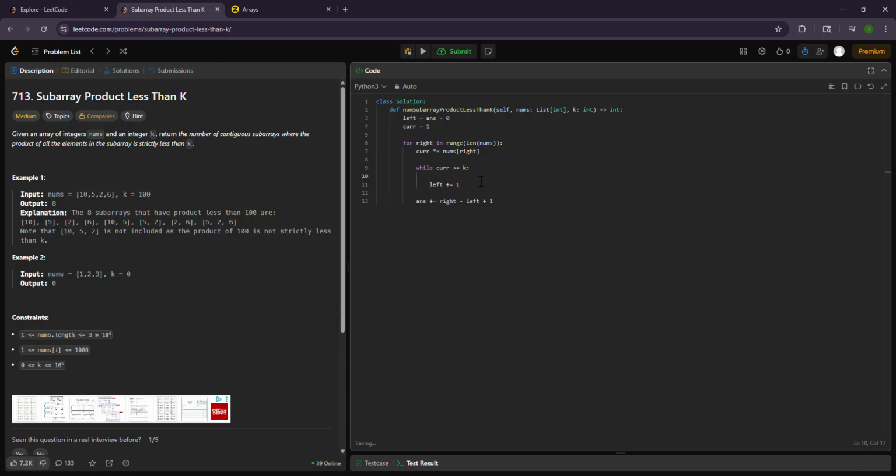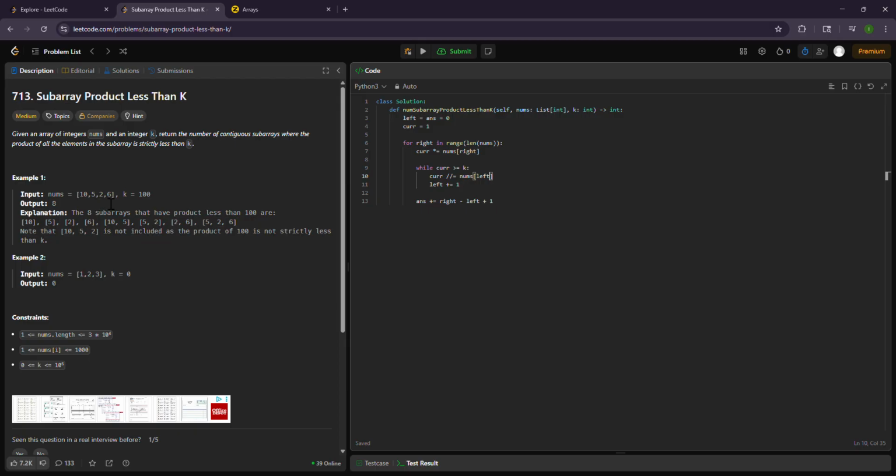So we say, okay, k, then we divide by the nums of left. Because let's say you have 10 times 5 times 2, this is 100, this is invalid. So you have 10 times 5 times 2, it is invalid.